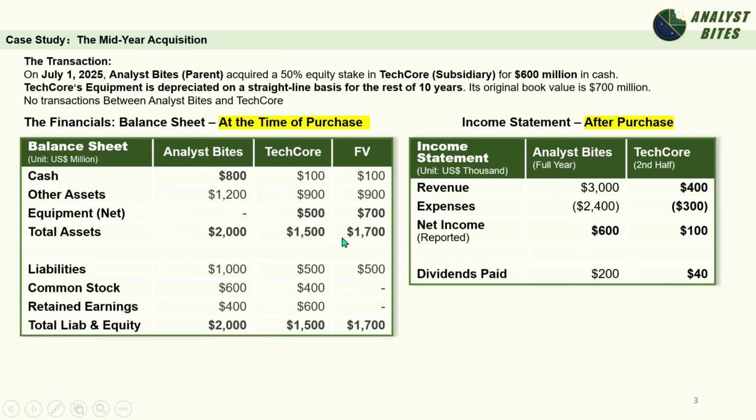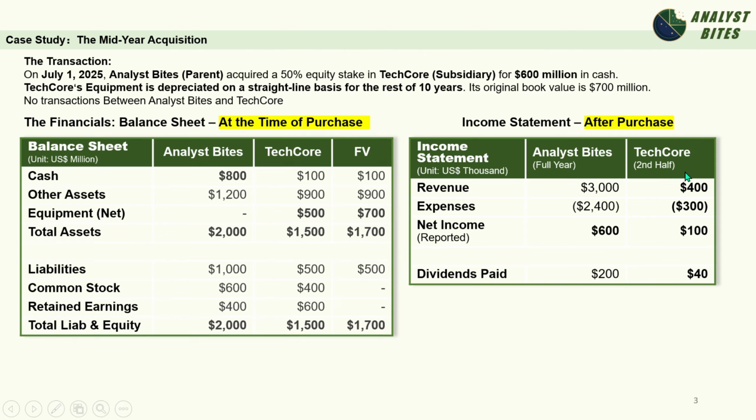The two sets of data on screen are our tools for this case. The balance sheet. This shows the financial position of both companies at the exact moment before that deal. The income statement. Pay attention, the parent provides a full year report, but the subsidiary, TechCo, only provides a report for the second half of the year.